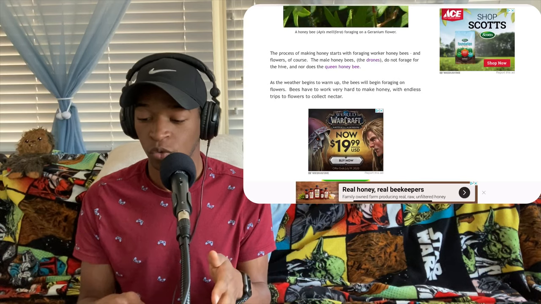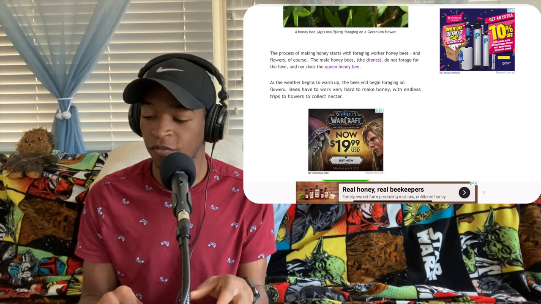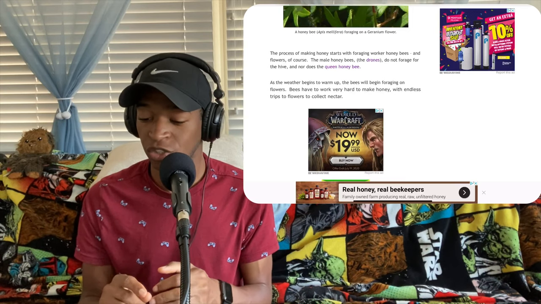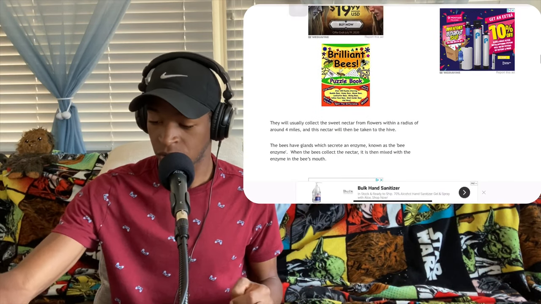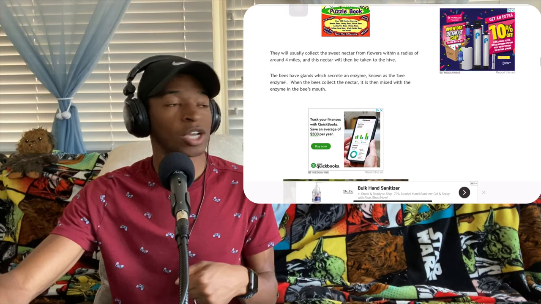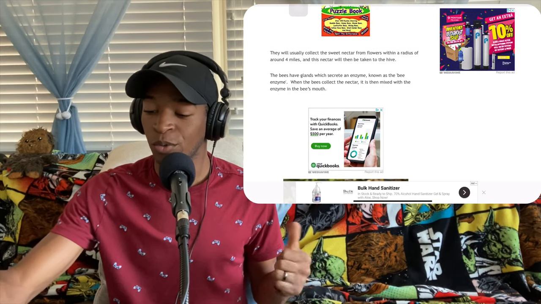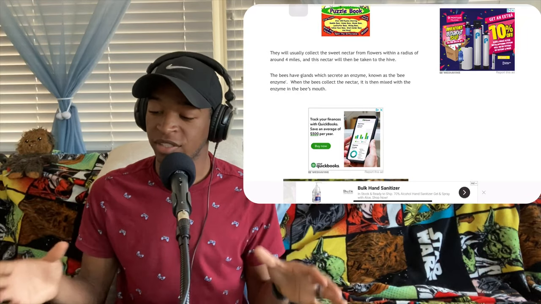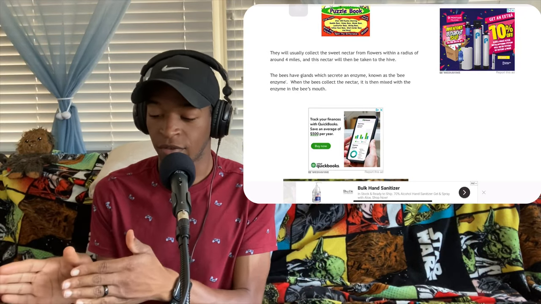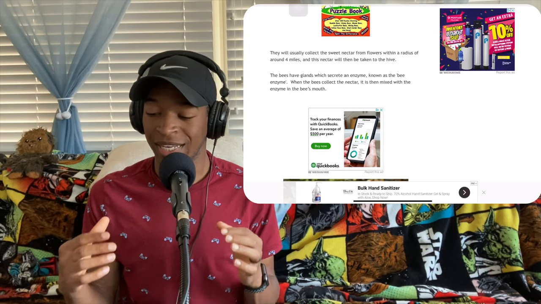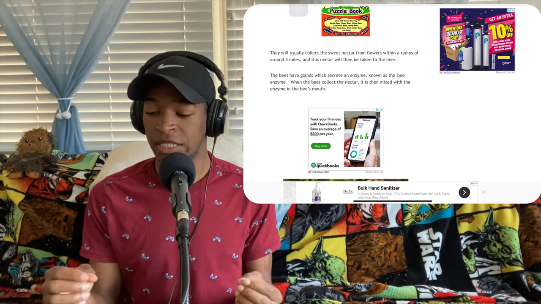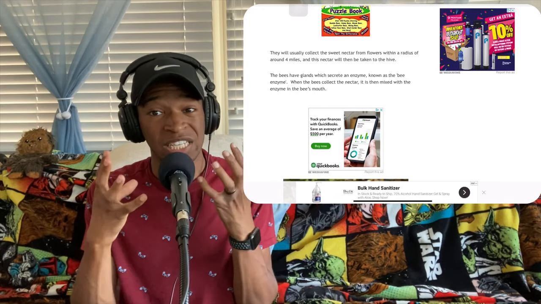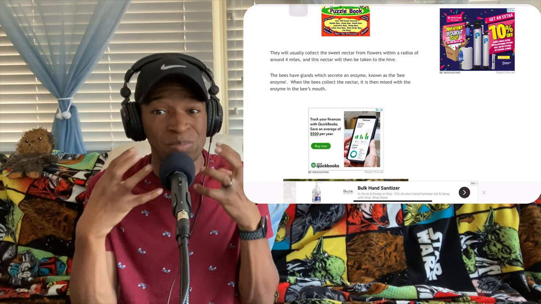The process of making honey starts with foraging worker honeybees and flowers, of course. The male honeybees, the drones, the bangers, the pollinators, do not forage for the hive, and nor does the queen honeybee. As the weather begins to warm up, the bees will begin foraging on flowers. Bees have to work very hard to make honey, with endless trips to flowers to collect nectar. So they're sucking up nectar and bringing it back to the hive. They will usually collect the sweet nectar from flowers within a radius of around 4 miles, and this nectar will then be taken to the hive. The bees have glands which secrete an enzyme known as the bee enzyme. When the bees collect the nectar, it is then mixed with the enzyme in the bee's mouth. So it is a bee spit.